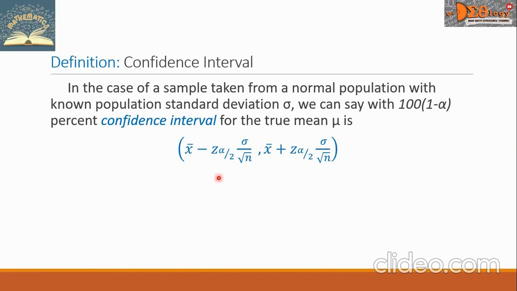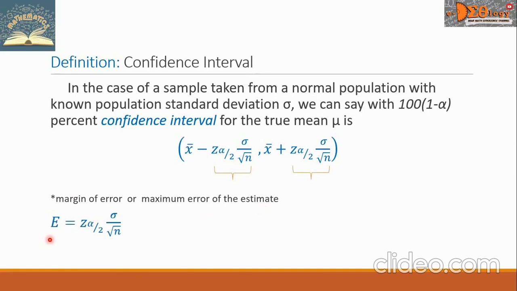We take note that this value here and this are equal. And this value is what we call margin of error, or sometimes called maximum error of the estimate. We use capital E to denote margin of error, and this value is copied here.